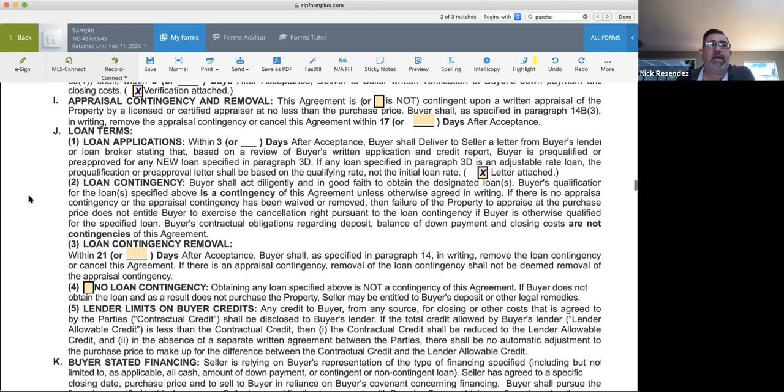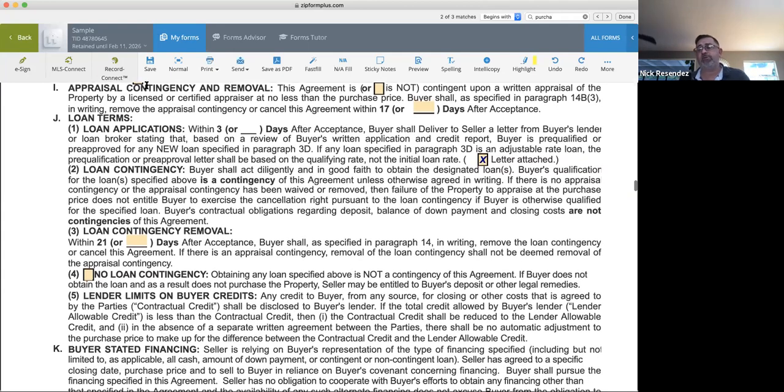I is the appraisal contingency. This is like the first real contingency that we get to, the appraisal contingency and removal. So the agreement default is that it is contingent on a written appraisal of the property by a licensed or certified appraiser at no less than the purchase price, okay? Buyer will remove that contingency within 17 days. So that's our default appraisal contingency time frame.